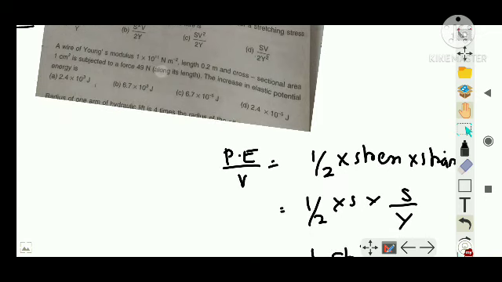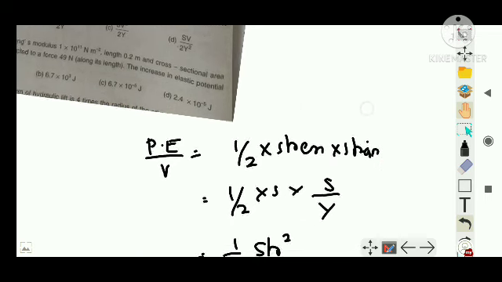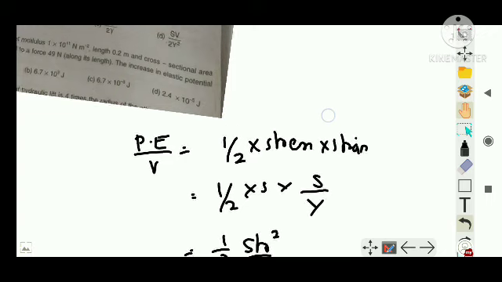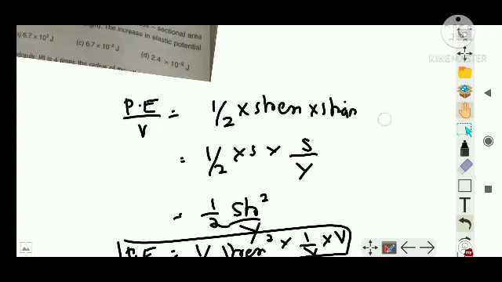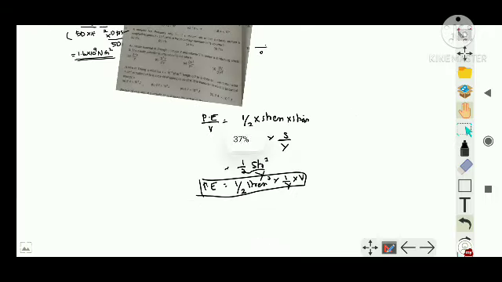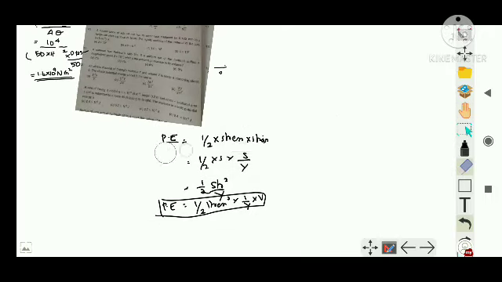A wire of given Young's modulus, length 0.2 meter and cross section area 1 centimeter square, is subjected to a force of 49 Newton along its length. Find the increase in its potential energy. So this is the last question I'm going to do from this section, guys. Then we'll try to move to the next chapter if possible. Let me see if the time is allowed or not.